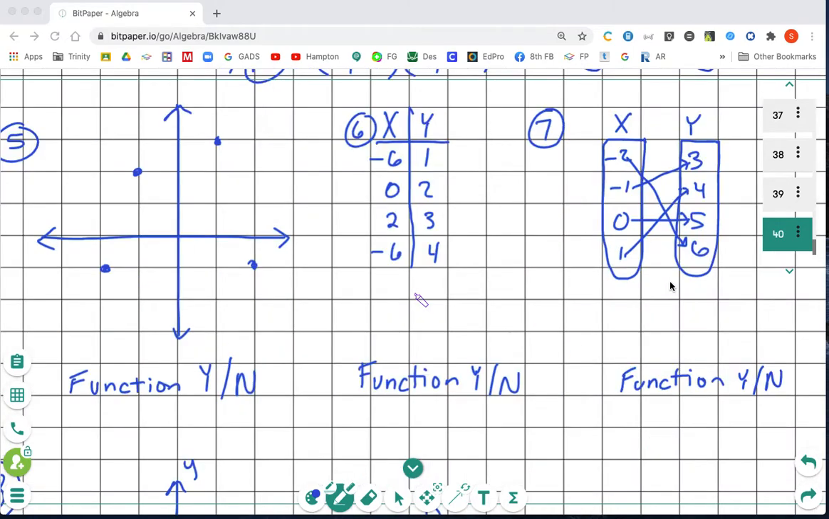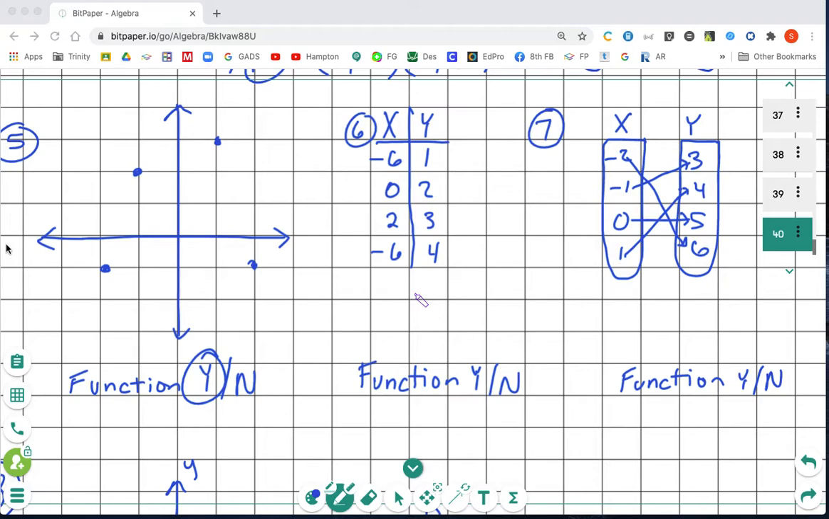Number 5, is it a function? I'm going to use the vertical line test because it's a graph. If I draw a vertical line here, it only touches one point on the graph. The same is true everywhere I draw a vertical line. So yes, it is a function.